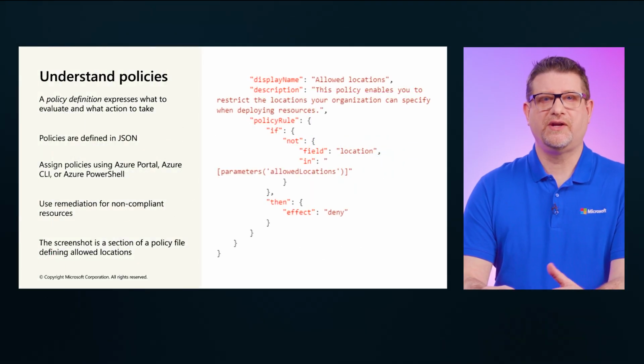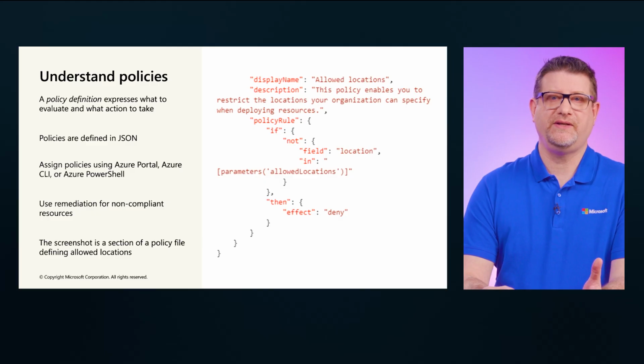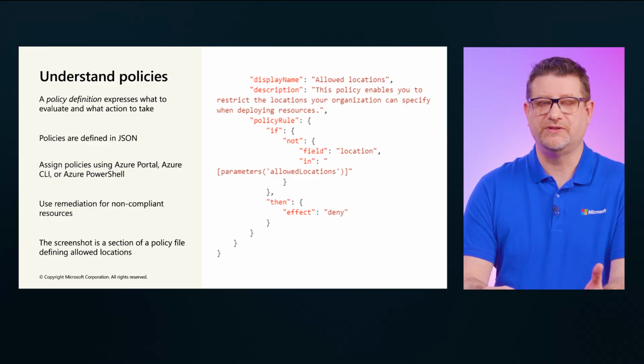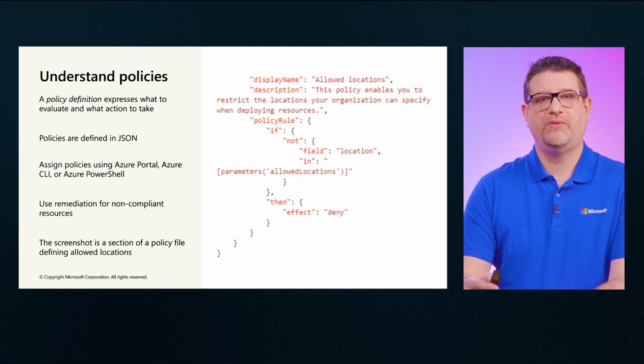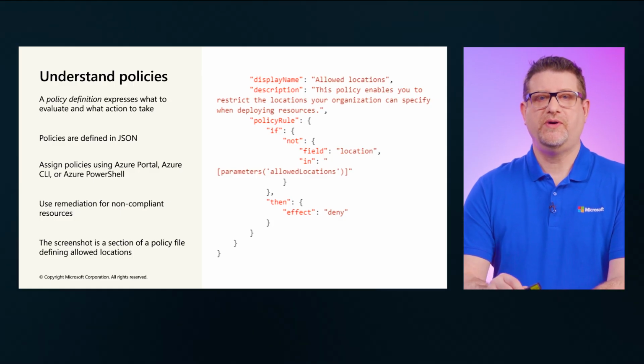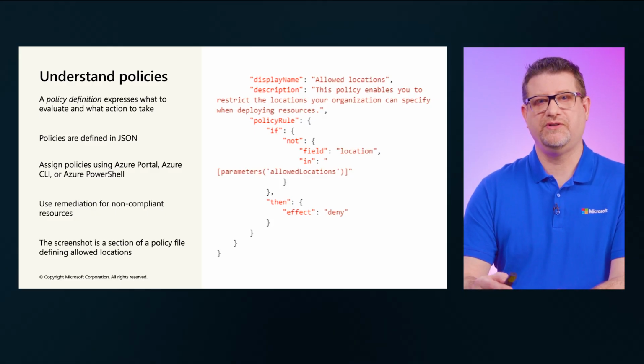Policies in Azure are like rulebooks that help organizations maintain control and compliance over our cloud resources. A policy definition spells out what should be evaluated and what action should be taken. Think of it as setting a boundary for our environment. For example, we may want to create a policy to prevent virtual machines from being deployed with public IP addresses or restrict the use of certain disks to control costs. These policies are written in JSON, making them both flexible and powerful.